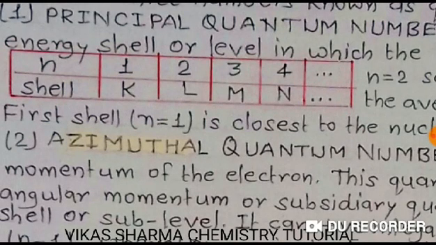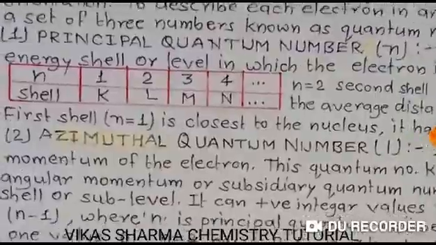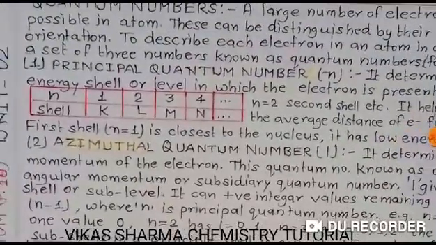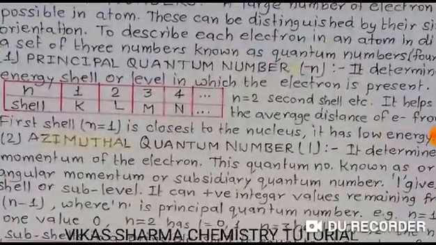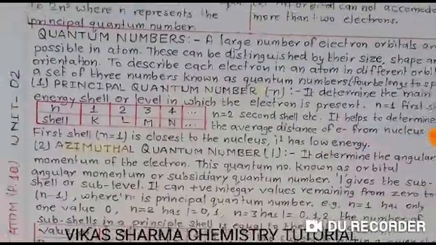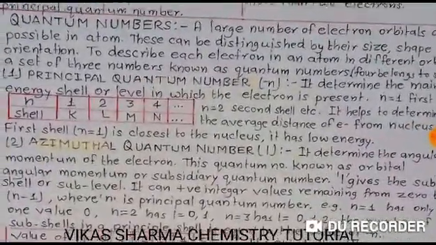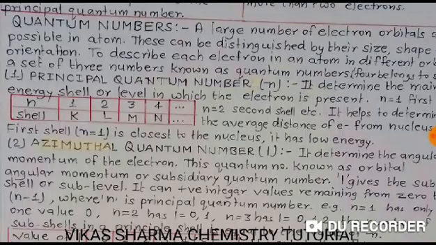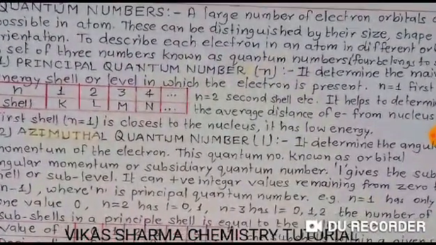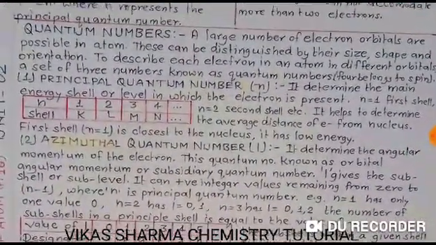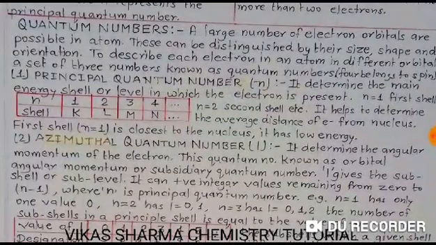These are shells K, L, M, N. The second quantum number is known as the azimuthal quantum number. It is denoted by the small letter l. It determines the angular momentum of the electron. This quantum number is also known as the orbital angular momentum or subsidiary quantum number. Small l gives the subshell or sublevel. It can take positive integer values ranging from 0 to n minus 1, where n is the principal quantum number.